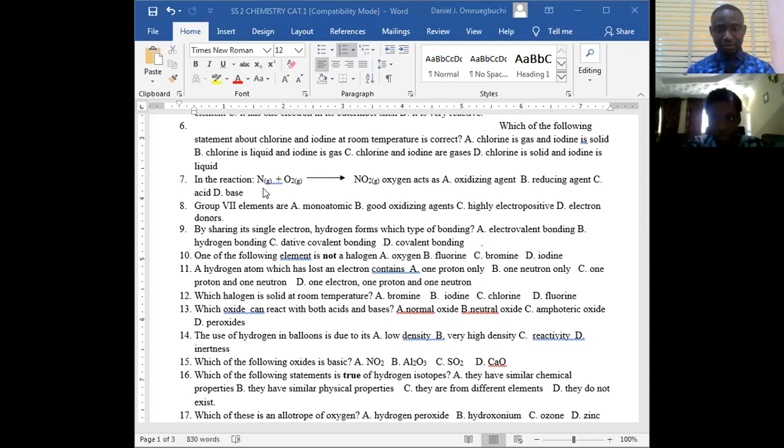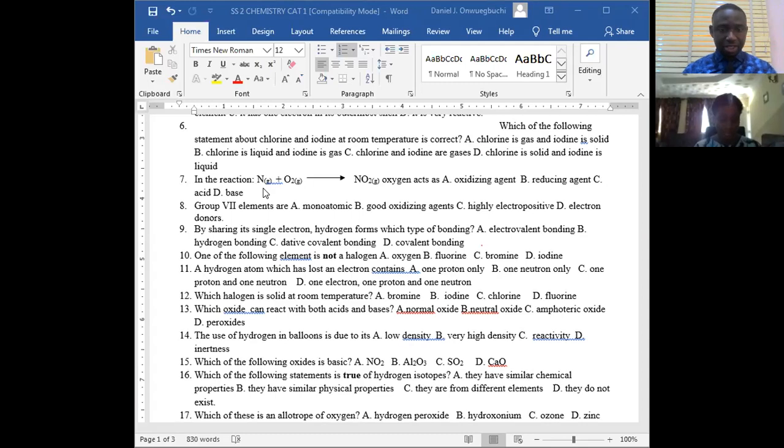I've explained this. Neutral? No. Neutral is one that cannot react with acid or base. I said they are neither acids nor bases. I told you one has the characteristics of both acidic and basic. Which one is that? Amphoteric. Good. Number 14.